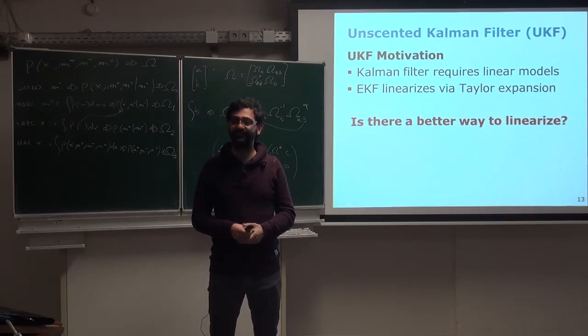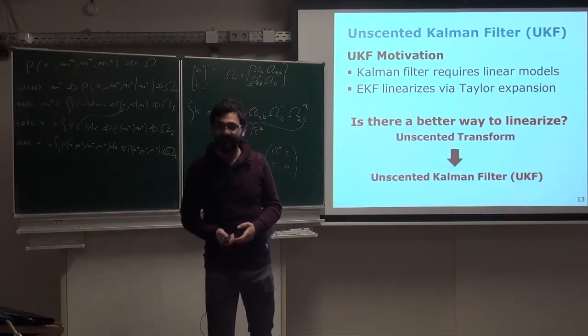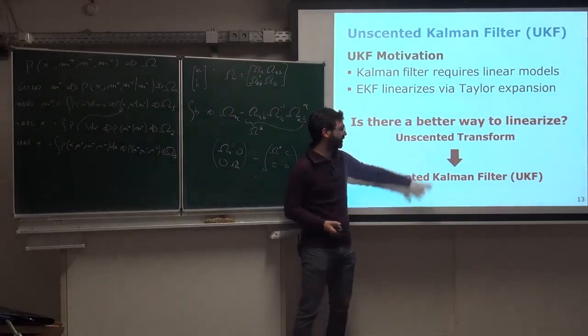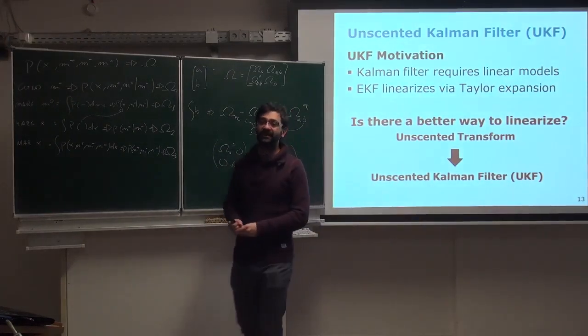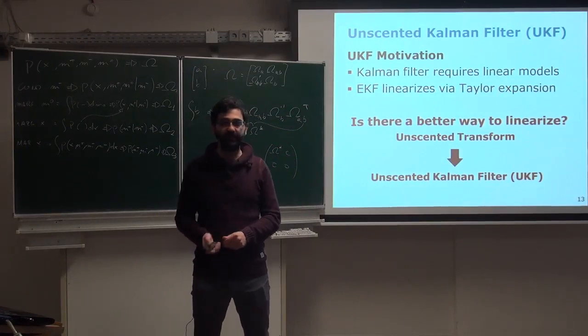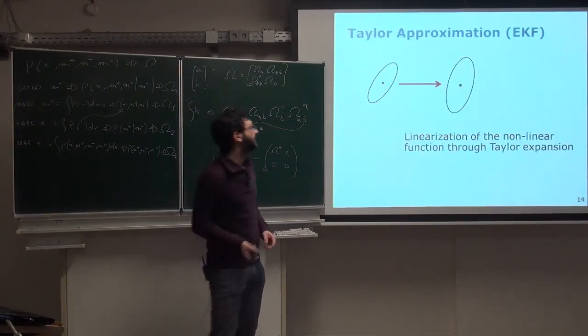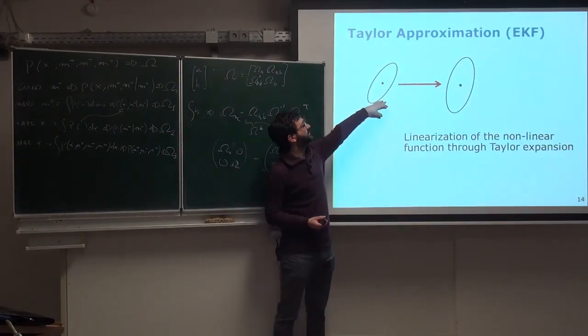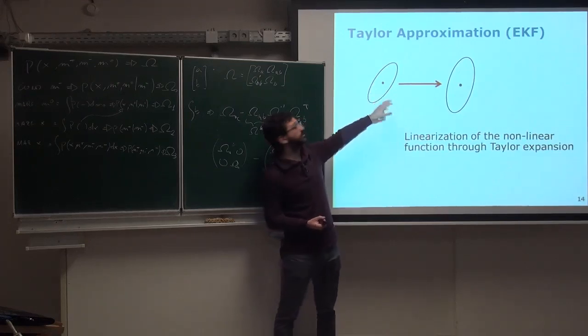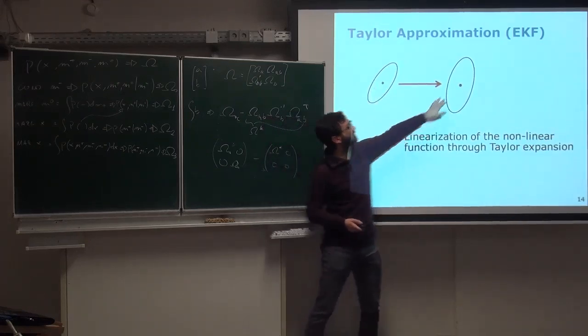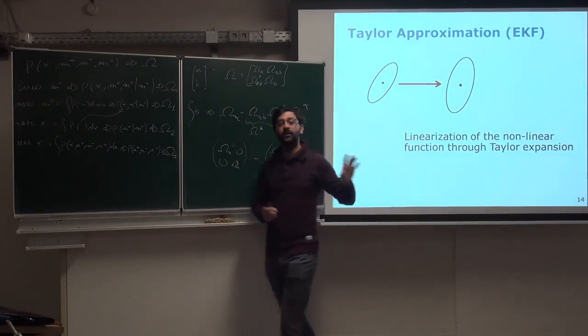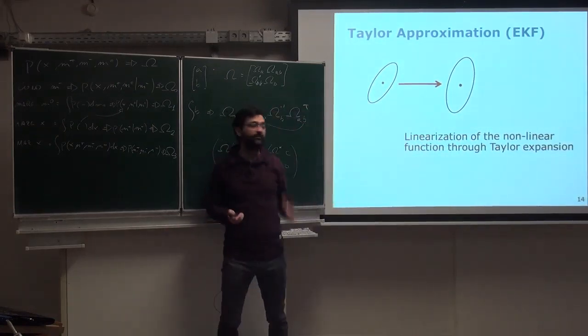Anyone wants to say? Exactly. So we have seen the unscented transform, which then goes to the unscented Kalman filter. Okay, and how does it work? The main thing that you have to keep in mind is that when we do a Taylor approximation, we only consider the mean. We transform the mean and we transform the covariance accordingly, as if it were a linear function.